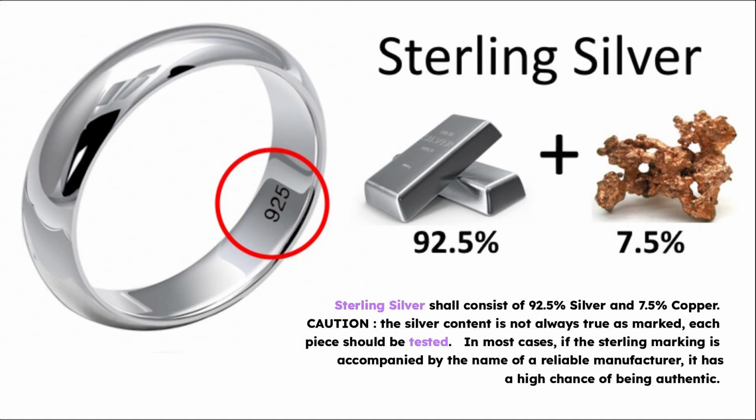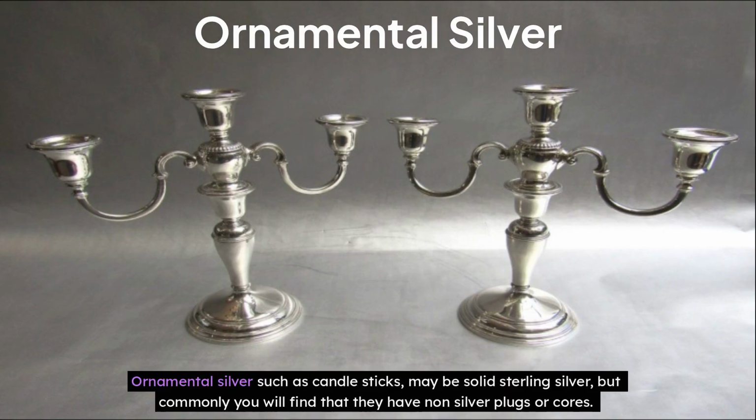Caution: the silver content is not always true as marked, each piece should be tested. In most cases, if the sterling marking is accompanied by the name of a reliable manufacturer, it has a high chance of being authentic. Ornamental silver such as candlesticks may be solid sterling silver, but commonly you will find that they have non-silver plugs or cores.